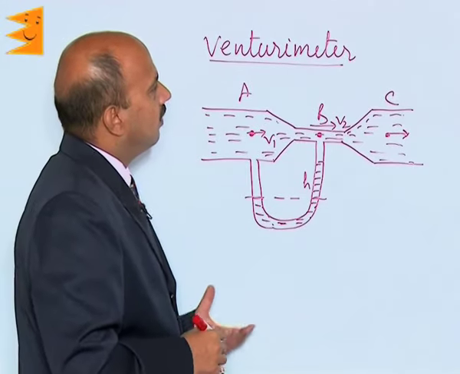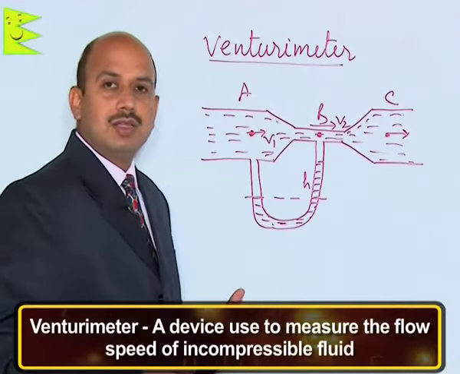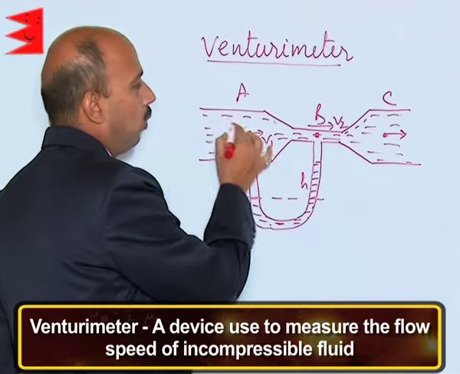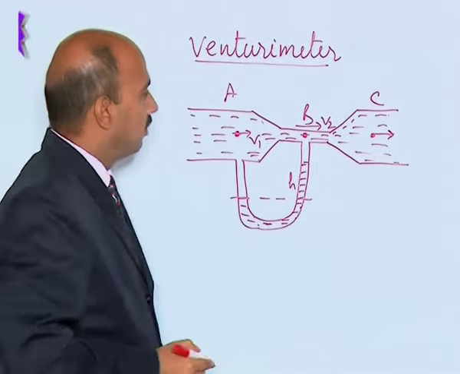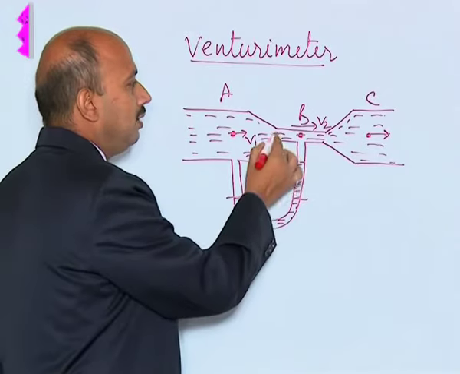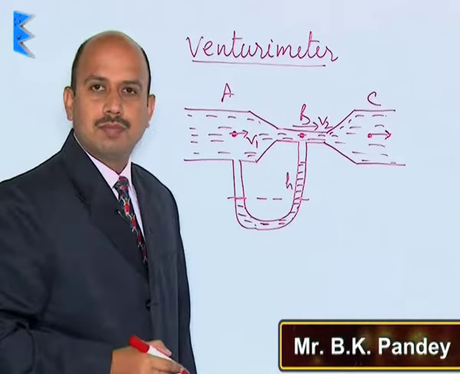Now see, this is the device that is known as Venturimeter, which is used to measure the rate of flow of liquid. Now see here, there are two coaxial tubes or pipes, A and C, which are the wider ones, and there is one narrow pipe B, which is connecting these two, A and C.